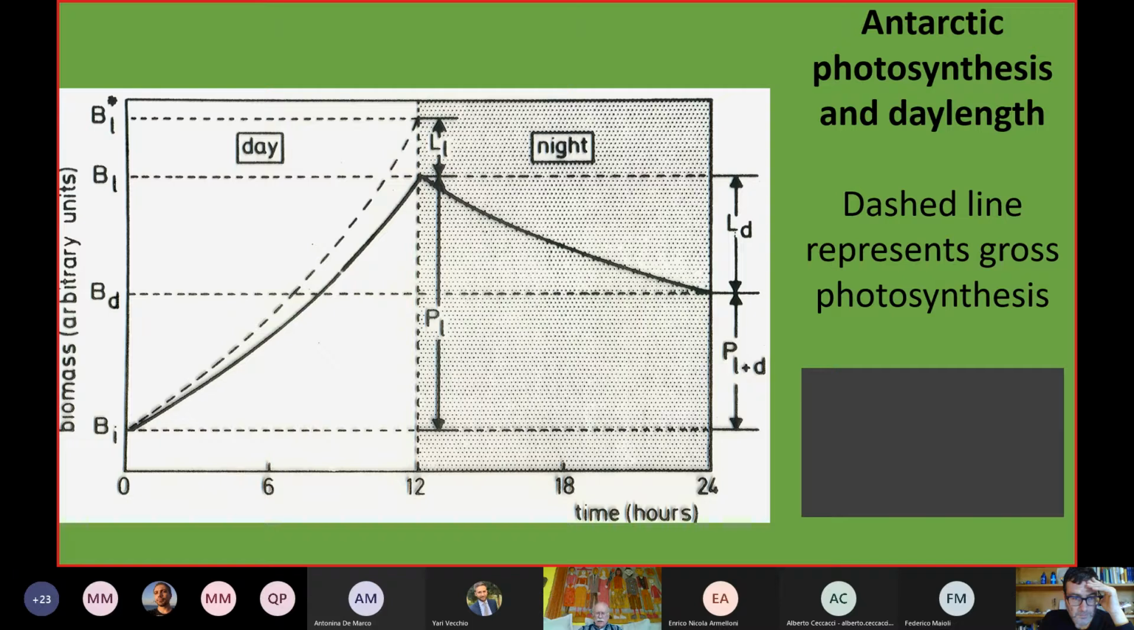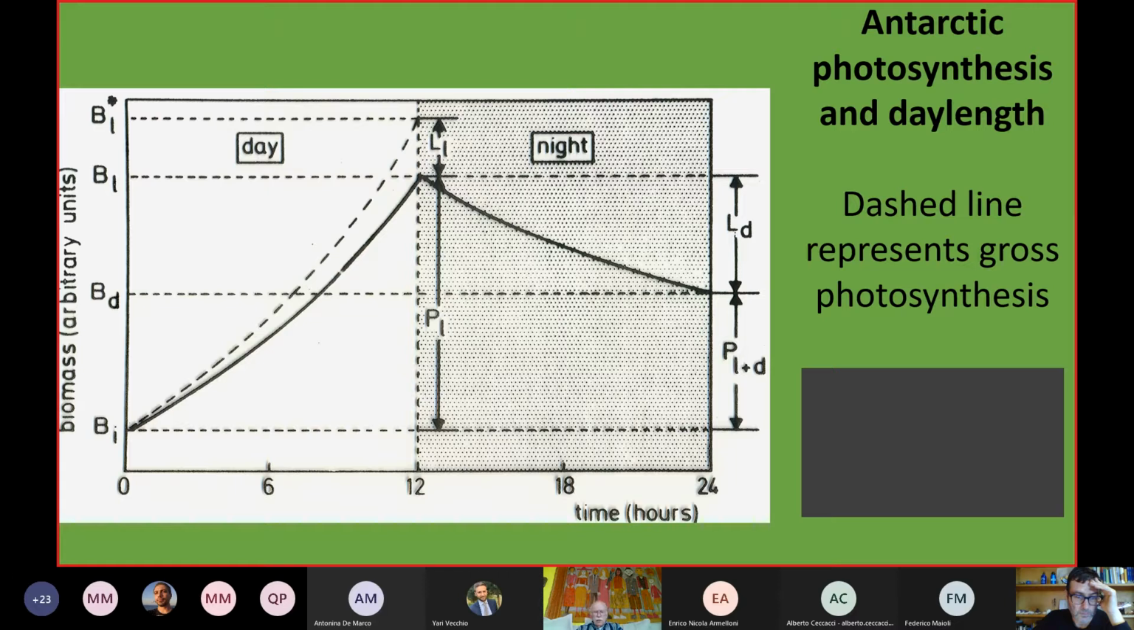So the 2 lines on the left show you the net, that's the black, and the gross rates of photosynthesis. Now you see that during night, there is only respiration, and actually the algae use up some of the stuff that they accumulated during the day. Now the difference, you see, the P1 plus D is what they gained during such a period of 24 hours.